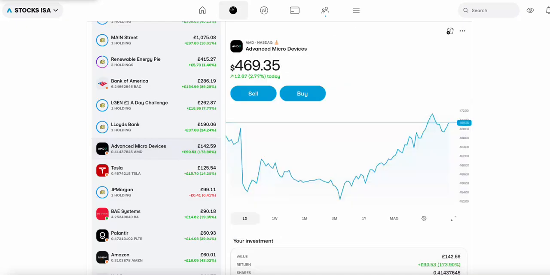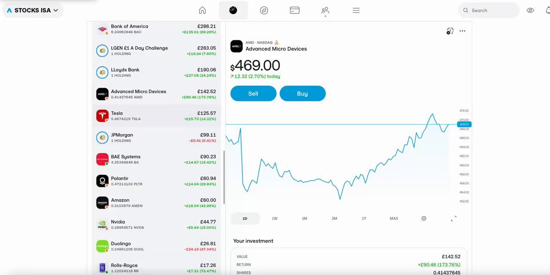AMD, again, I haven't really touched this since the AI boom last year, I think. Currently up £90. That was up £100 the other week, last week maybe. I was tempted to sell the £100 profit. Tesla, I haven't really touched this. Again, just holding it. Currently up £15.